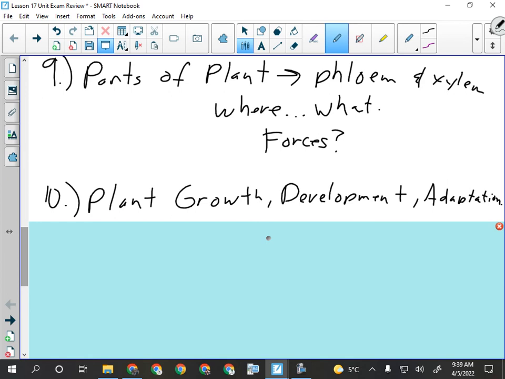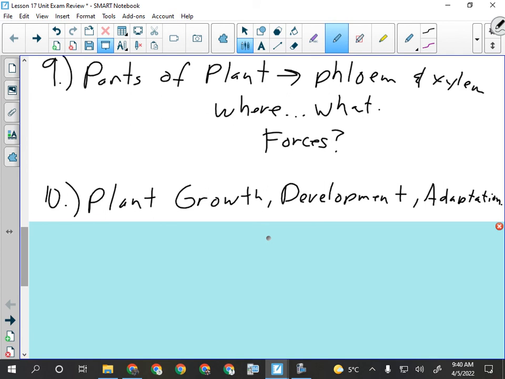Okay, plant growth, development, and adaptation. So that example I just told you with the tree that got knocked over by the rock slide, that's the kind of question that will test this. Okay, here's a picture of a plant. This is what happened to it. This is what it's doing now. Explain how and why this is going on.